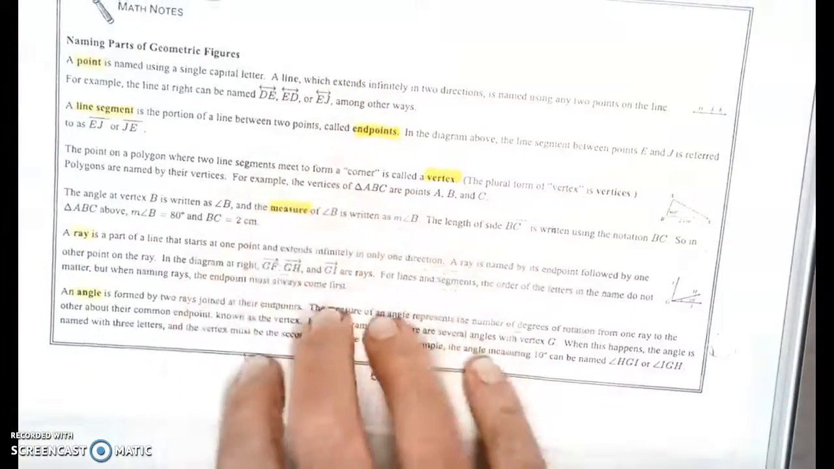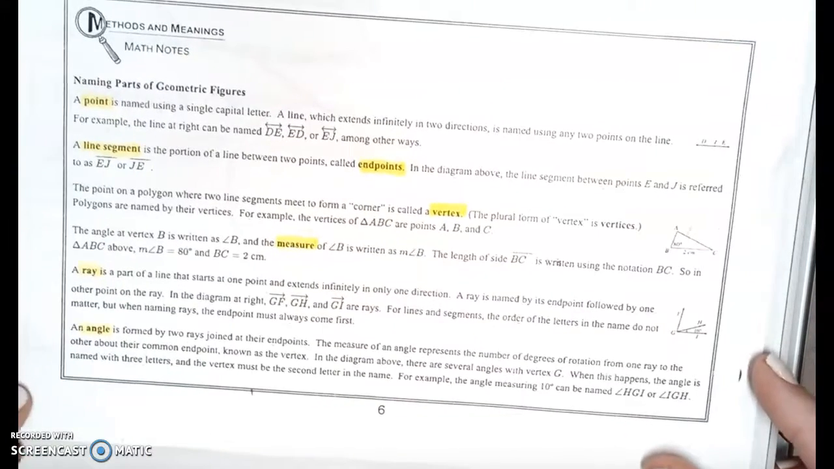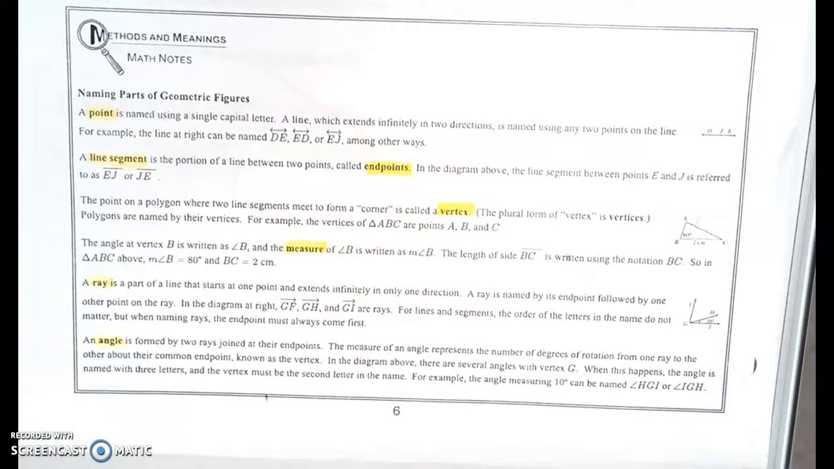And we're going to look at the math notes box down at the bottom. Down at the bottom of page 6, we're looking at some vocabulary words for naming parts of geometric figures. So I'm going to read through it. I want you to highlight and look at the figures over here on the right as I describe them. A point is named using a single capital letter.